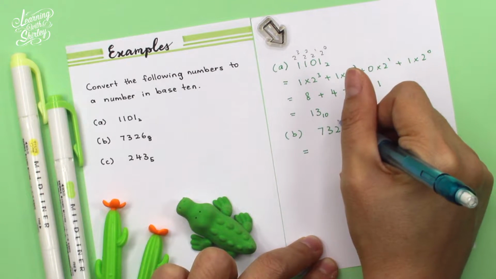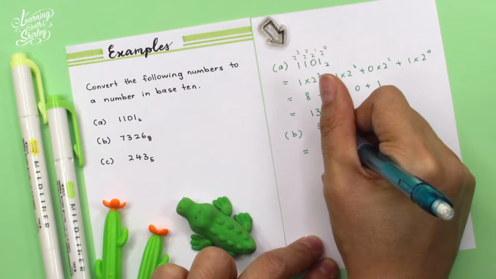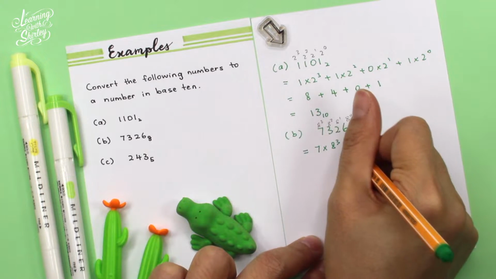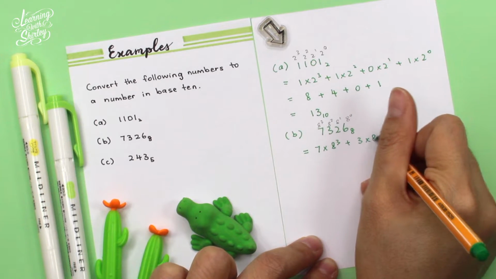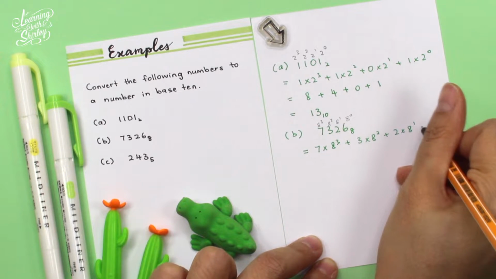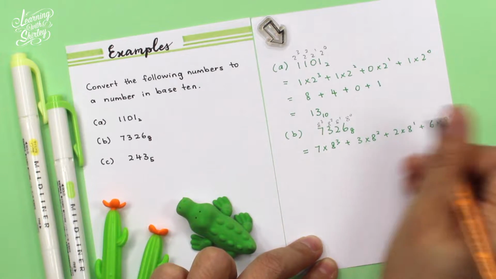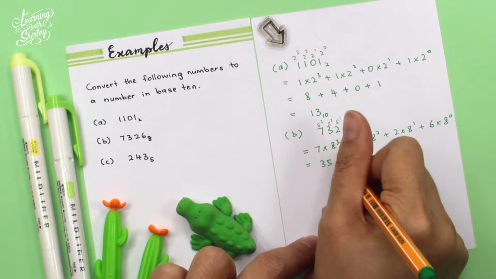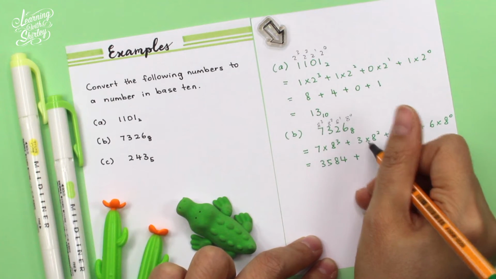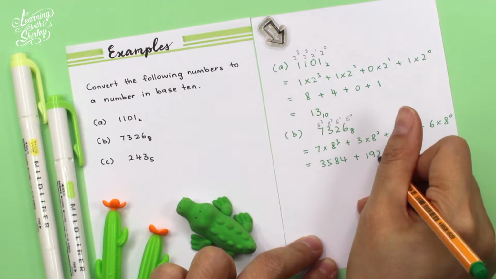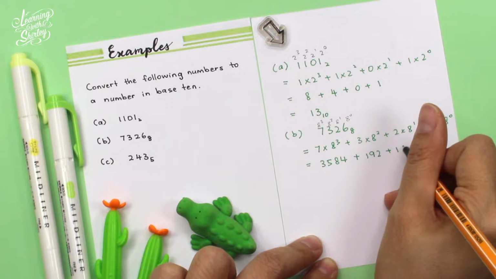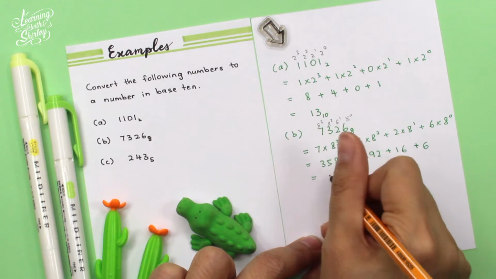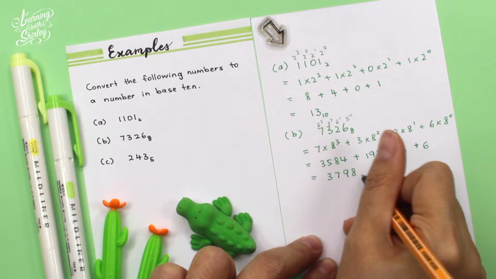So it'll be 8 power 0, 8 power 1, 8 power 2, and 8 power 3. So it's equals to 7 times 8 cube plus 3 times 8 square plus 2 times 8 power 1 plus 6 times 8 power 0. So it's equals to, so 7 times 8 cube will be 3584 plus 3 times 8 square will be 192 plus 2 times 8 is 16 plus 6 times 8 power 0 is 6. And the answer is 3798 base 10.